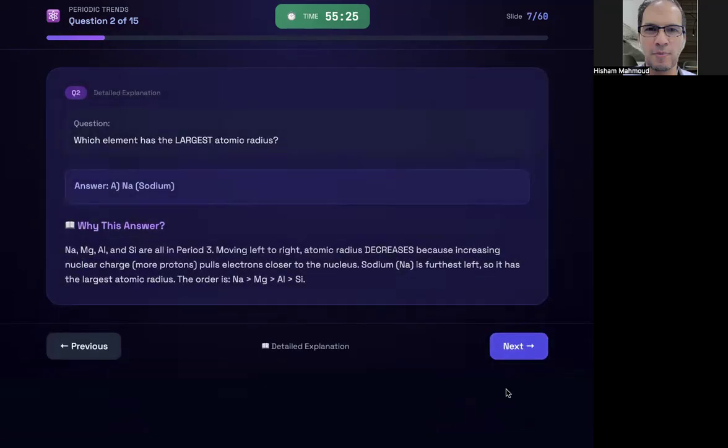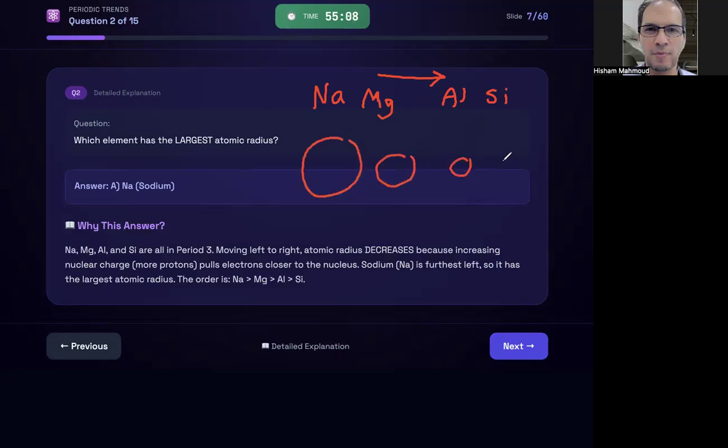Let's see the explanation. Sodium, magnesium, aluminum, and silicon are all in the same period, period number 3. Group 1, group 2, group 3, group 4. Moving left to right, the atomic radius decreases. So sodium is bigger than aluminum and silicon. This is because the increasing nuclear charge, the increasing number of protons, pulls the electrons closer to the nucleus. Sodium is the furthest left, so it has the largest atomic radius. So the order is sodium is bigger than magnesium, bigger than aluminum, bigger than silicon.